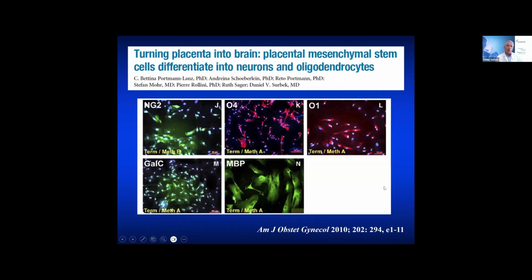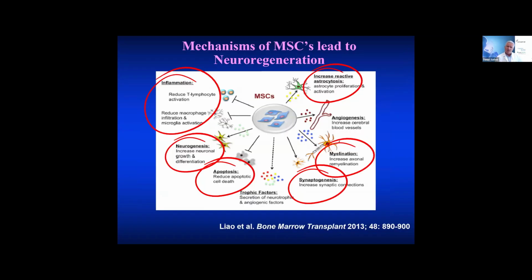In this following work, which we titled Turning Placenta into Brain, we showed the different OPC characteristics of these cells, which we achieved when putting these mesenchymal stem cells in certain culture conditions. So with this in vitro work, we were also able to show the neurogenic differentiation potential into the line of oligodendrocyte precursors and also major oligodendrocytes.